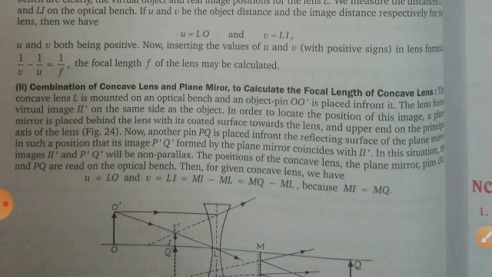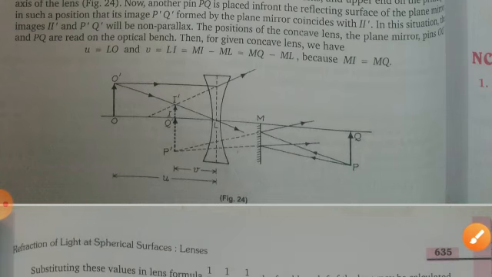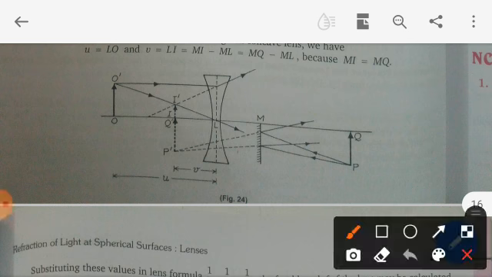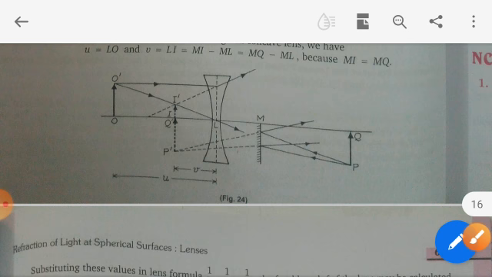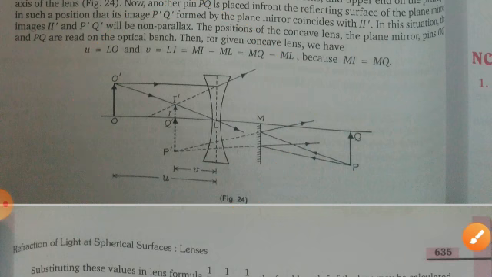So this concave lens L is mounted on an optical bench and an object pin OO' is placed in front of it. The lens forms a virtual image II' on the same side of the object. In order to locate the position of this image, a plane mirror is placed behind the lens with its coated surface toward the lens, and the upper end on the principal axis. You can see from the figure number 24 here given, and from this figure you can easily see this.